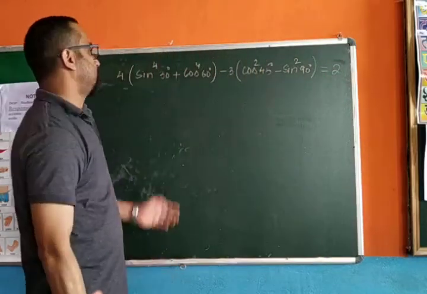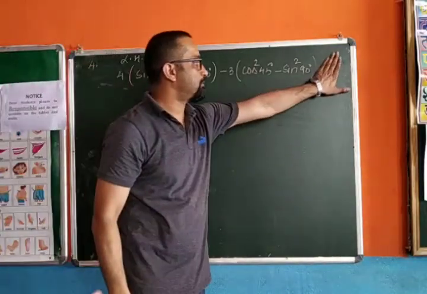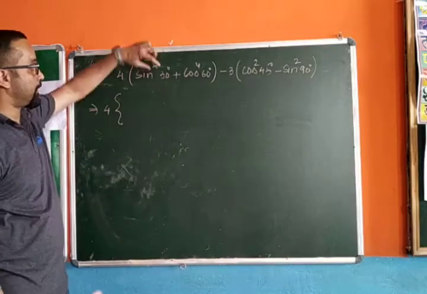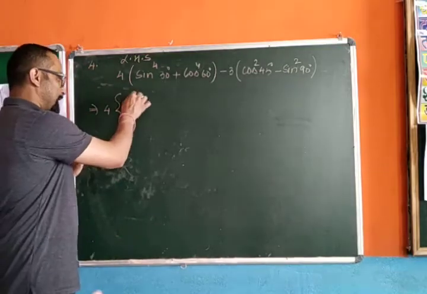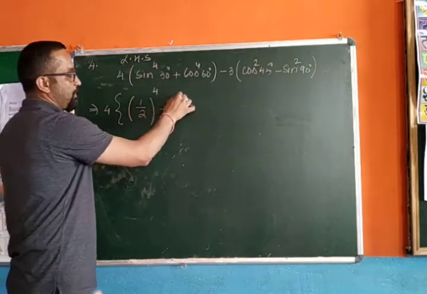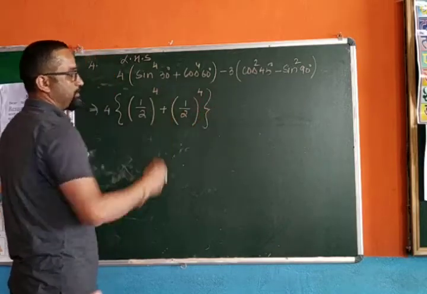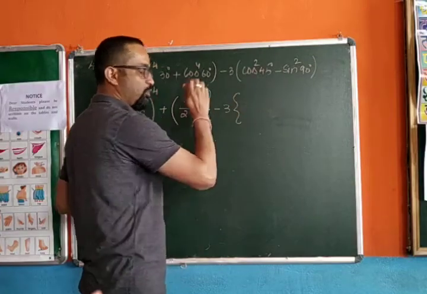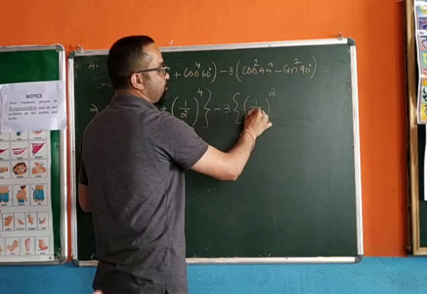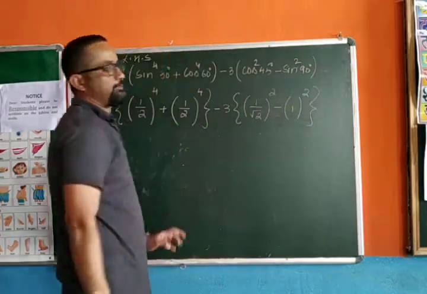And since you are asked to prove it, you proceed with the left hand side, and copy the left part of the equation. You need to put curly brackets because the exponent is 4. We put bracket and exponent outside the bracket. Sin 30 is 1 upon 2. Similarly, exponent is 4. Cos 60 is 1 upon 2. Then we close the bracket. Minus 3, again open the curly bracket. Cos squared 45, square it outside. Cos 45 is 1 upon root 2 minus, again square it, sin 90 is 1, then close the bracket. Simplification now.